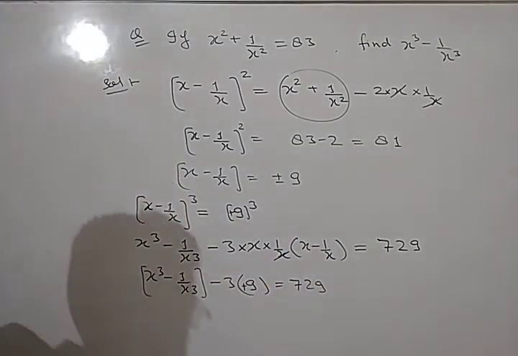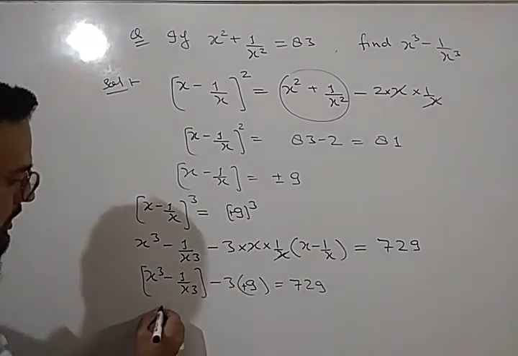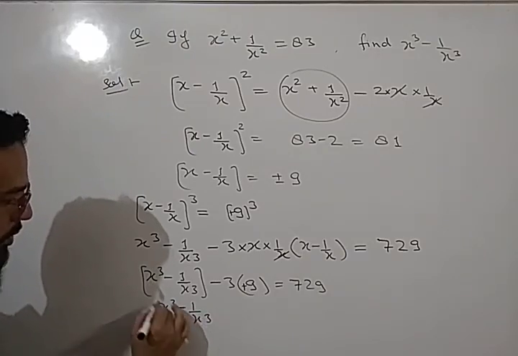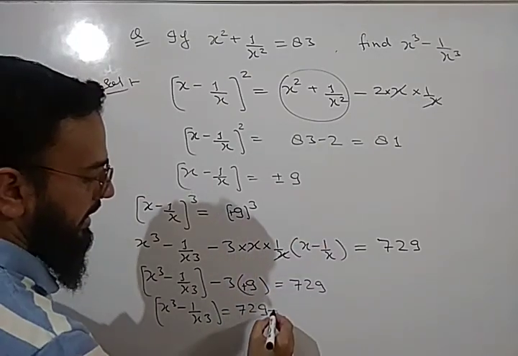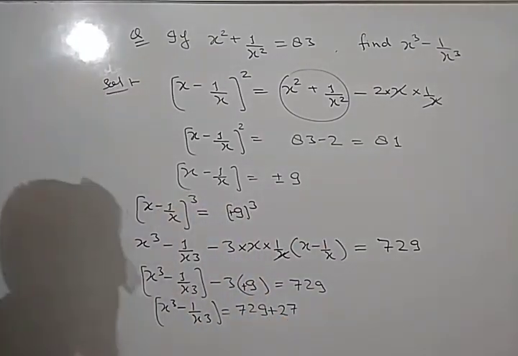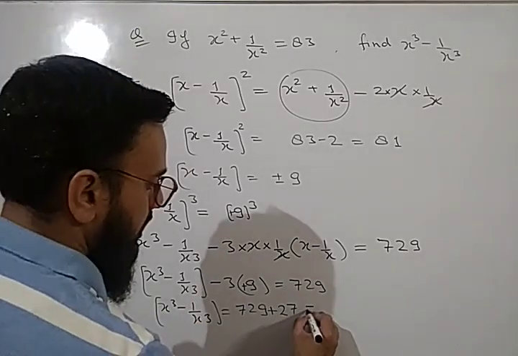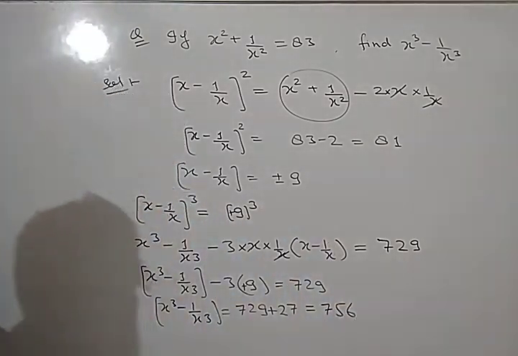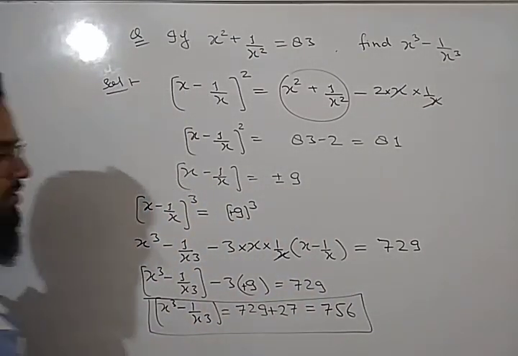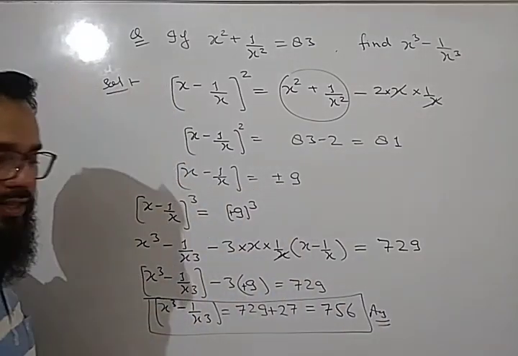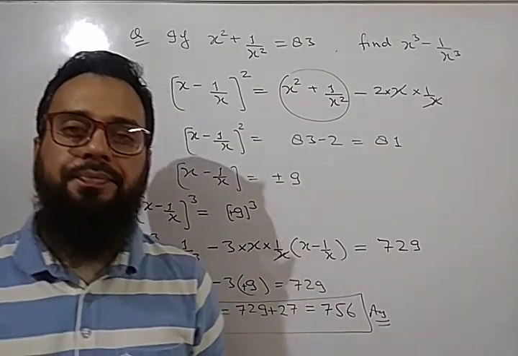So 9 3s are 27, which means we will get x cube minus 1 upon x cube. Find the value of this term. We will get x cube minus 1 upon x cube is equal to 729. 9 3s are 27. When it is taken to the right hand side, it will be plus 27. So 729 plus 27, what will be its value? It will be equal to 756. And this is our answer, which is asked. We have to solve for x cube minus 1 upon x cube, so we get the value of x cube minus 1 upon x cube, which is equal to 756.